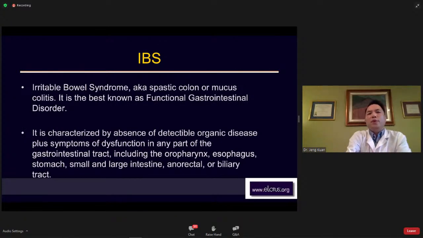Now getting to this slide that talks about IBS, irritable bowel syndrome, also known as spastic colon or mucus colitis. It is best known as a functional gastrointestinal disorder. It is characterized by absence of detectable organic disease plus symptoms of dysfunction in any part of the gastrointestinal tract, including the oropharynx, esophagus, stomach, small and large intestine, anorectal or biliary tract.